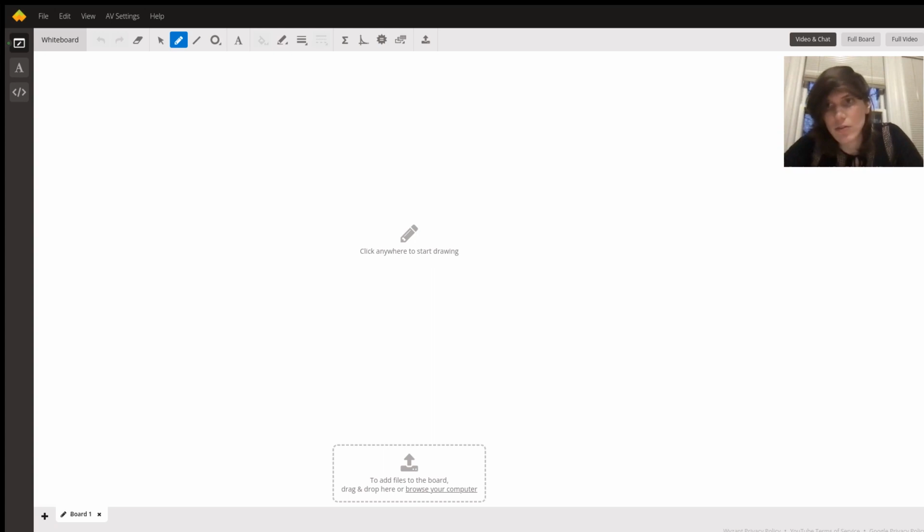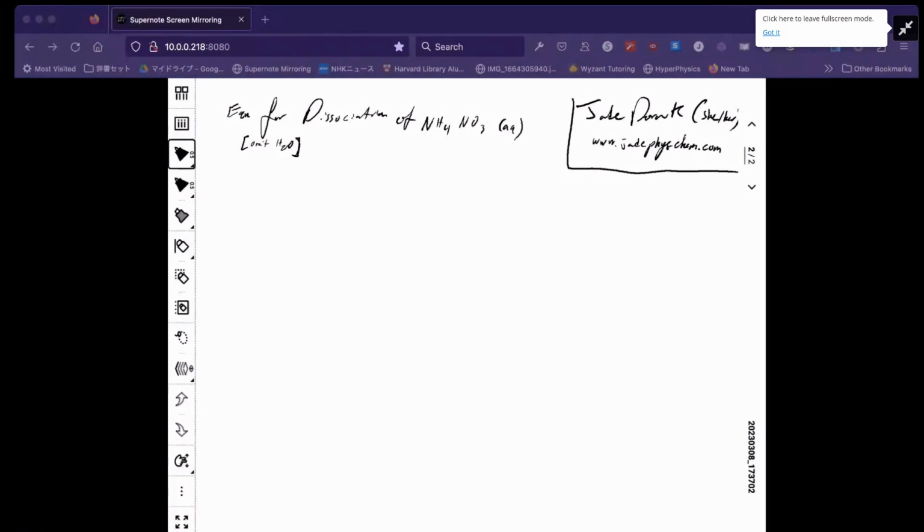Okay, so I am just going to share my screen real quick. And there you go. Okay, so you were looking for the equation for dissociation of NH4NO3, right? That's ammonium nitrate, right? Okay, this is actually a little bit easier than it seems.